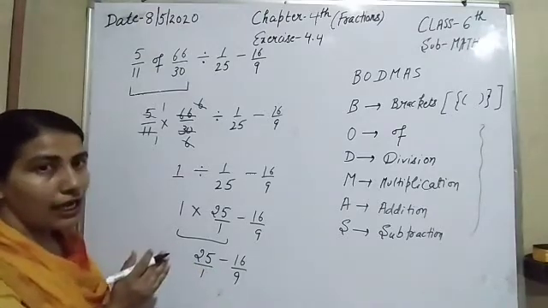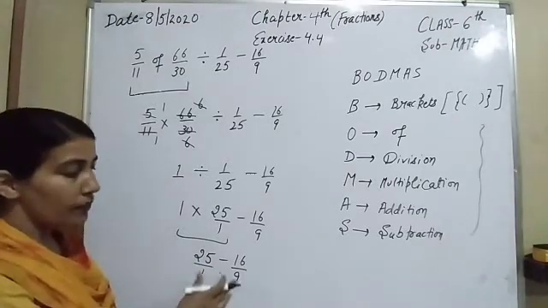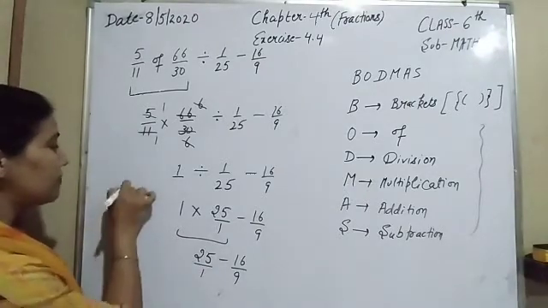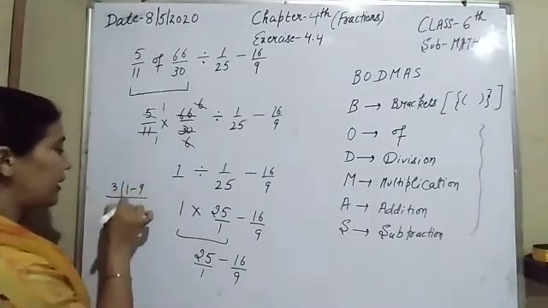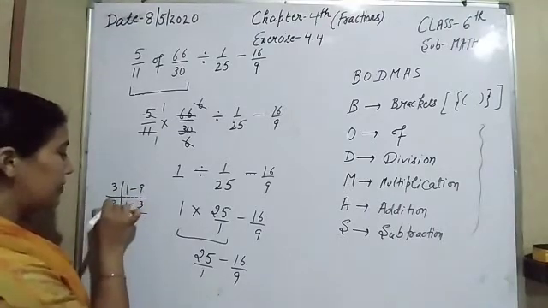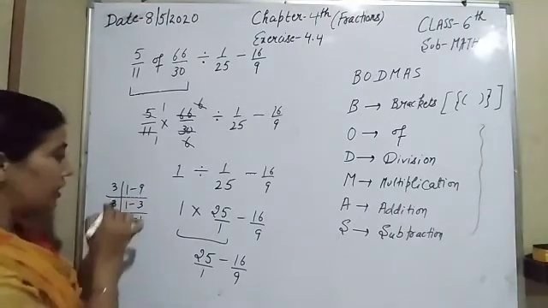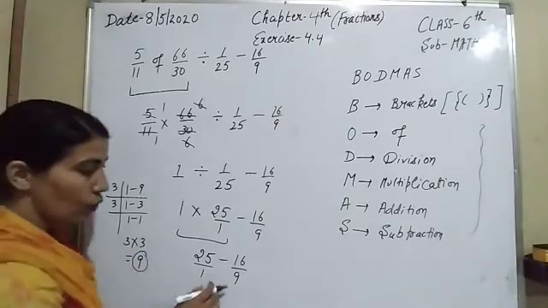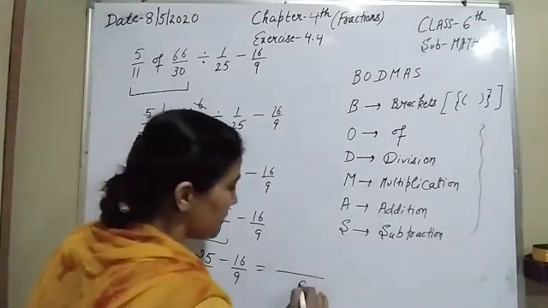Now after this, we have to take its LCM. The LCM of 1 and 9. Here 1 as it is, 3 threes are 9. Here 3, 1 as it is, 3 ones are 3. So its LCM is 3 multiply 3, that is 9. So its LCM is 9.